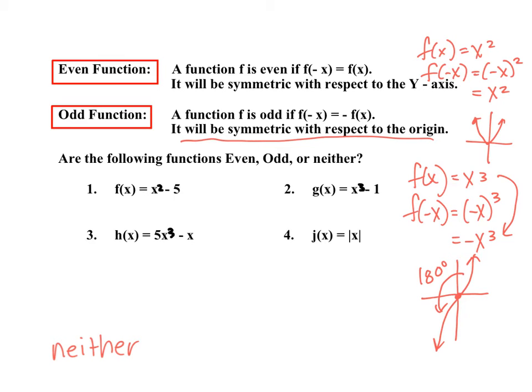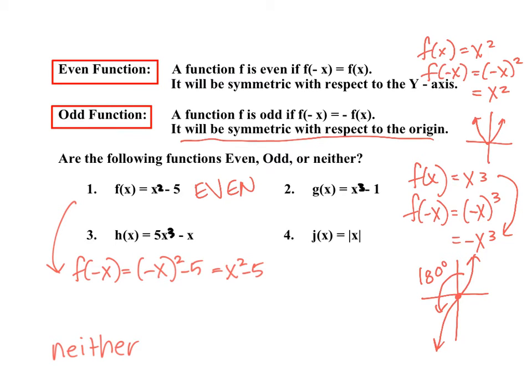So let's answer the next 4 questions. Are the following functions even, odd, or neither? So what I'm going to do is just algebraically plug in negative x and see what happens. So this first one, negative x quantity squared minus 5, and I end up with positive x squared minus 5. No change, so that is an even function. You can also think about it graphically. That's the quadratic, move down 5 on the y-axis.